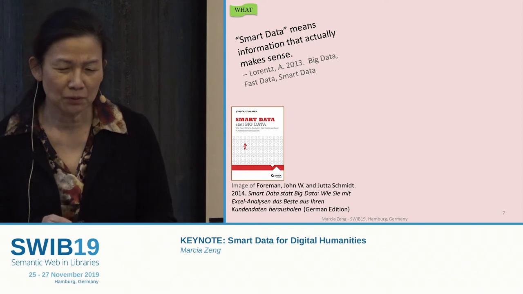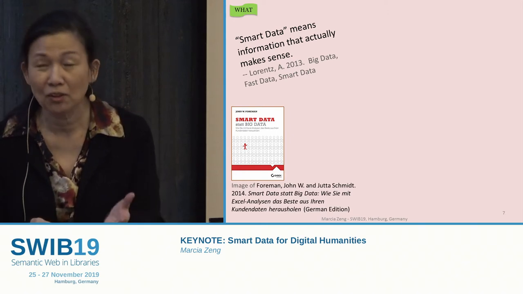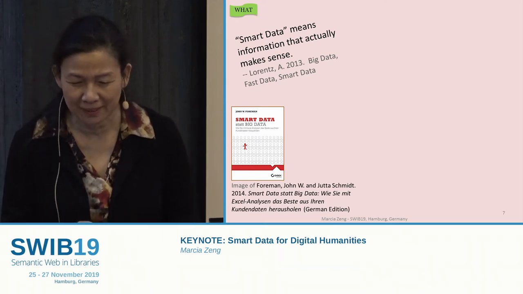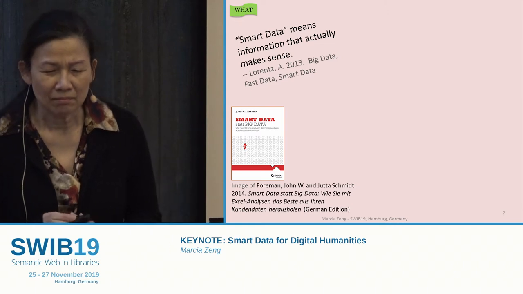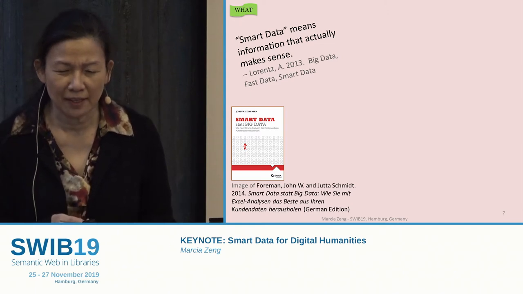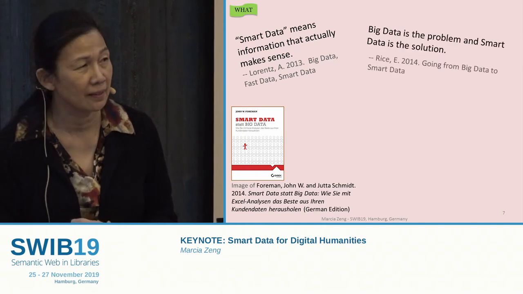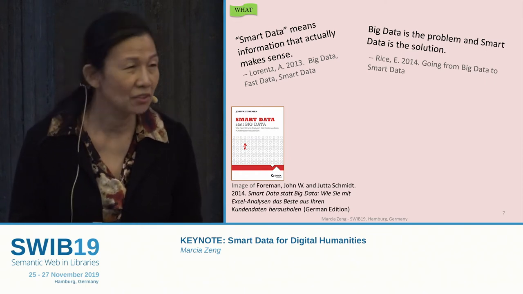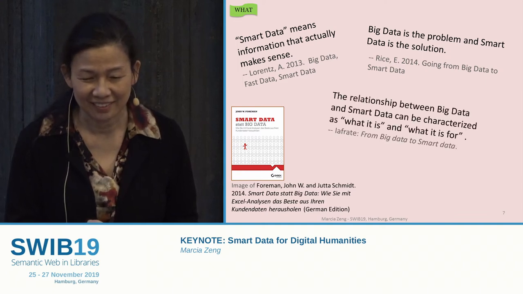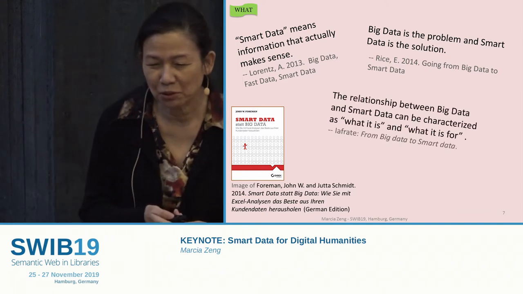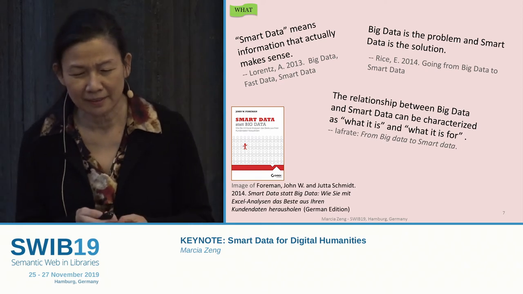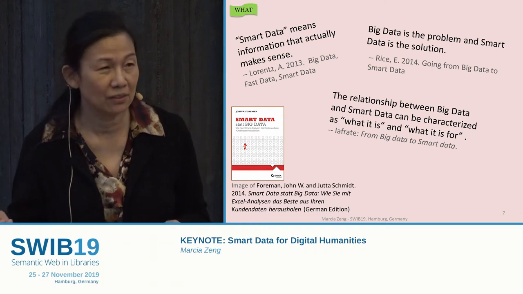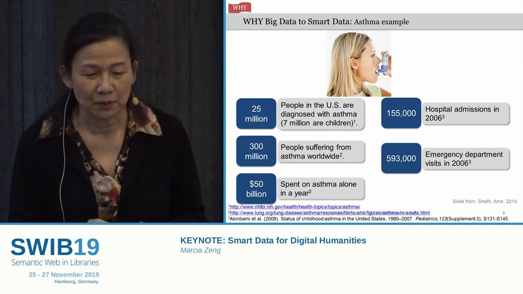So people are using different ways to explain it. There is a whole German book, you probably can read the whole thing about smart data. Some people think smart data means information that actually makes sense. Some people think that big data is the problem and smart data is the solution. And then the relationship between them can be characterized by what it is, and then what it is for. So there are different ways to explain.